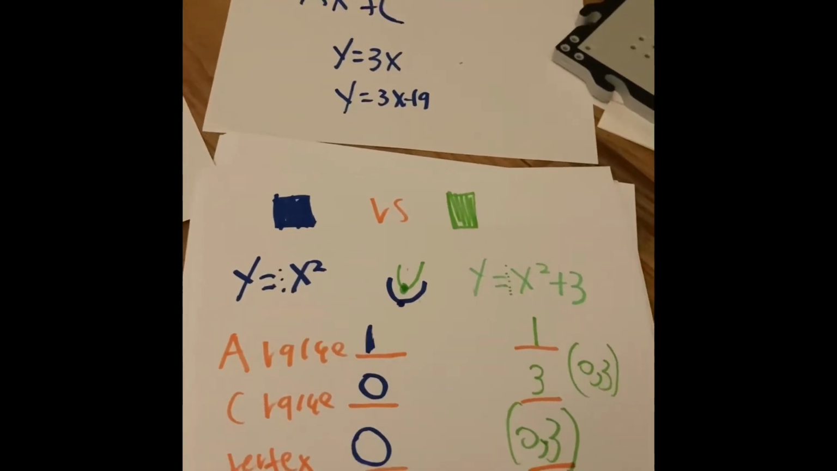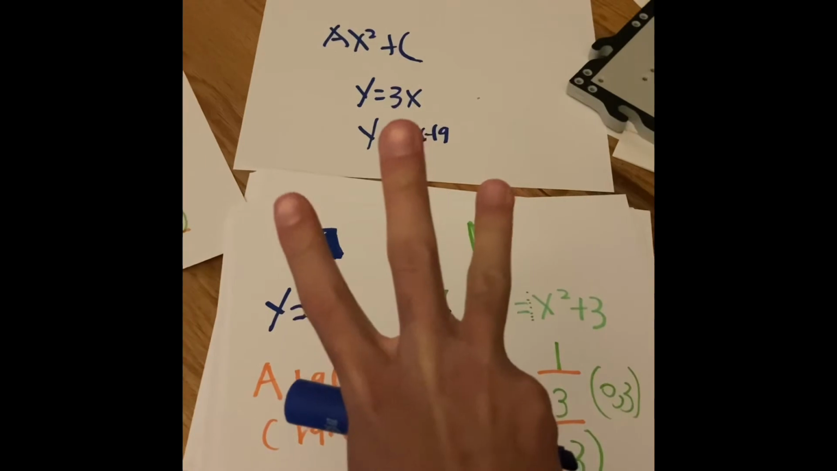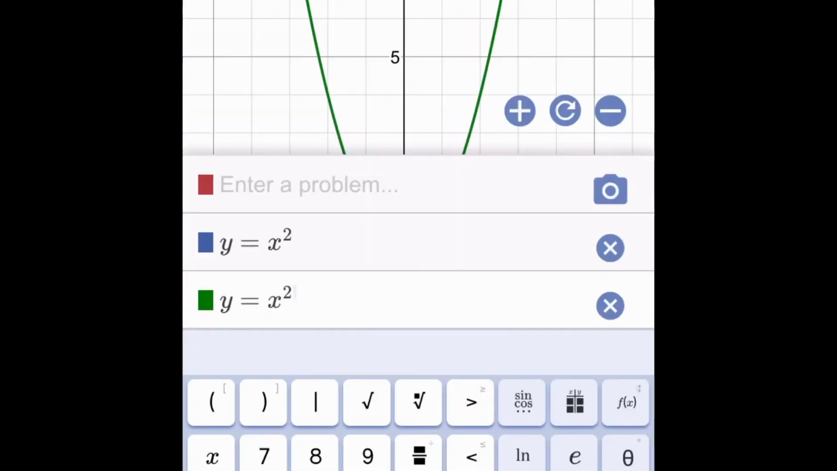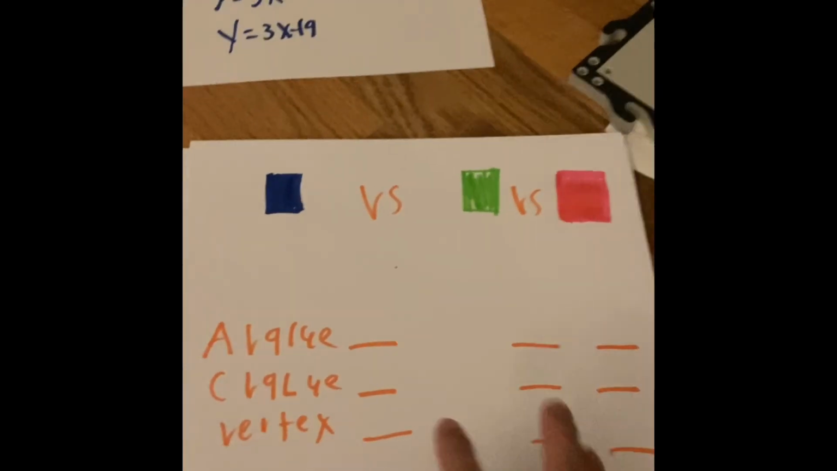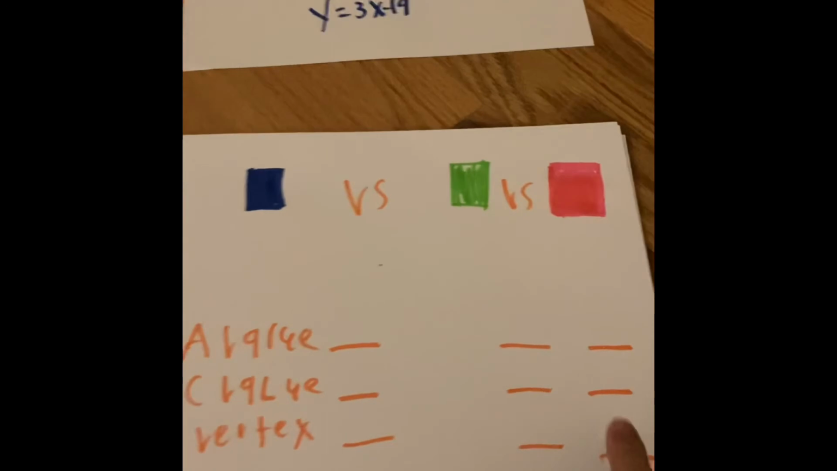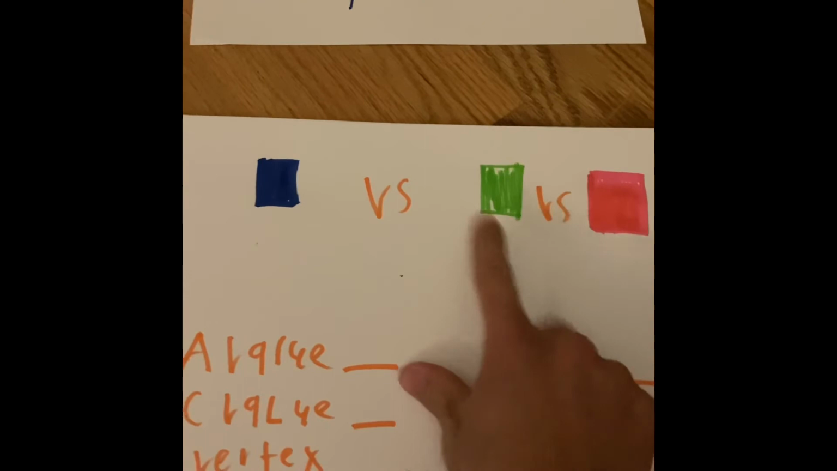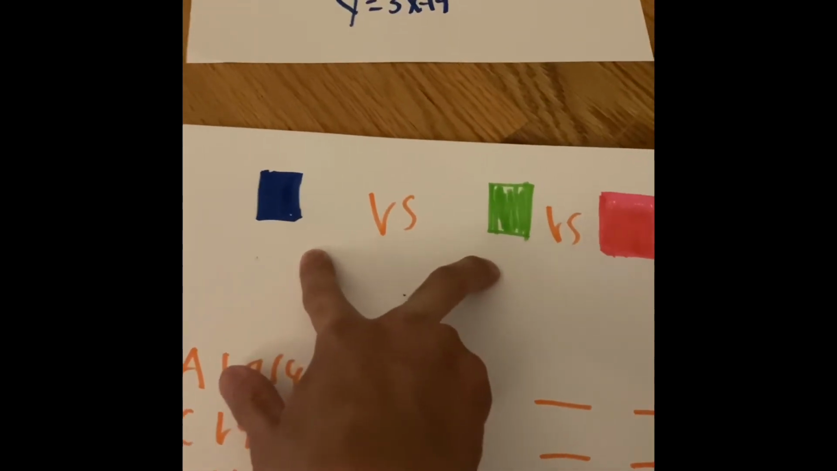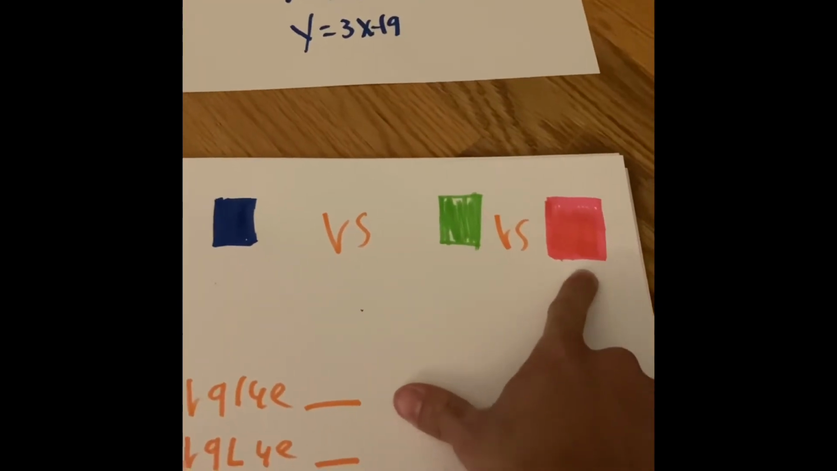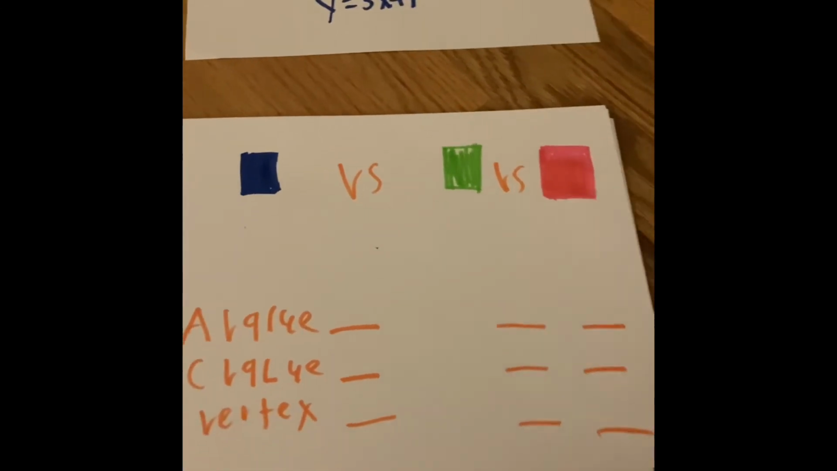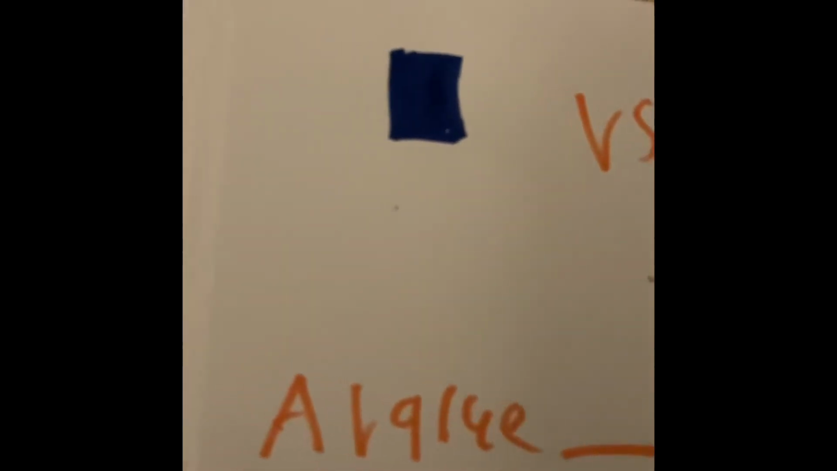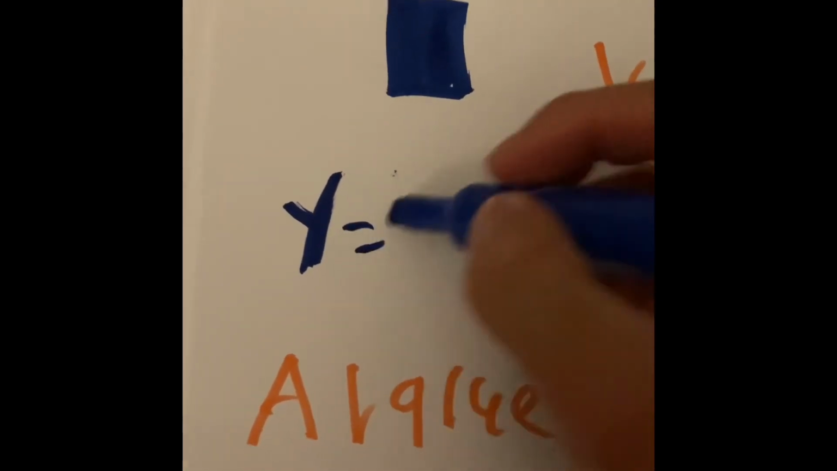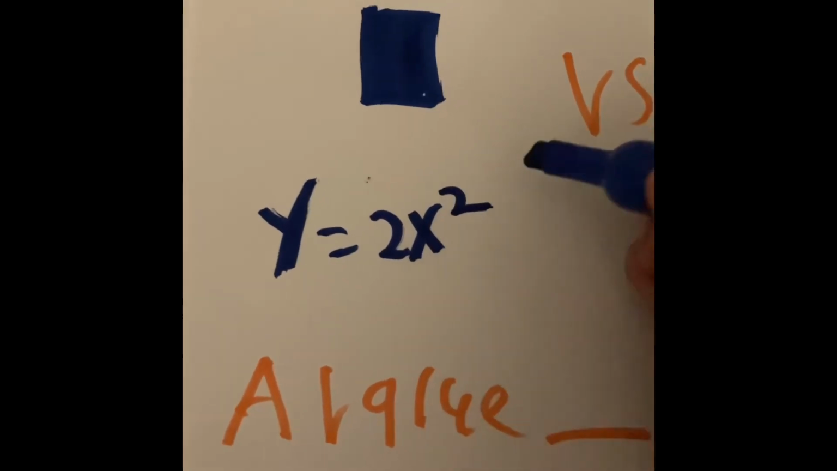Let's move on to the final round, round 3. Okay, so here is round 3. The only difference with round 3 is we added a third opponent. So blue and green are not only playing with each other, but they are also having a battle royale with the red opponent. With the blue side, we're going to have an equation of y equals 2x squared.